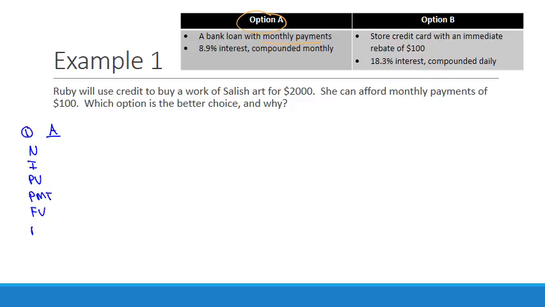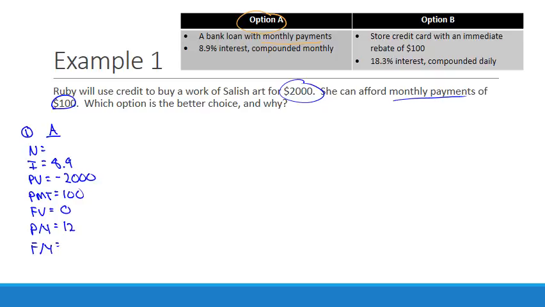All right, time to write these values out. Let's fill some things out. Okay, so first of all, monthly payments. So I know that there's going to be 12 payments a year. Interest looks like it's 8.9%. The present value, so that's how much debt you're actually acquiring. So it's $2,000. All right, so we put negative $2,000. The payment looks like it's going to be monthly payments of $100.